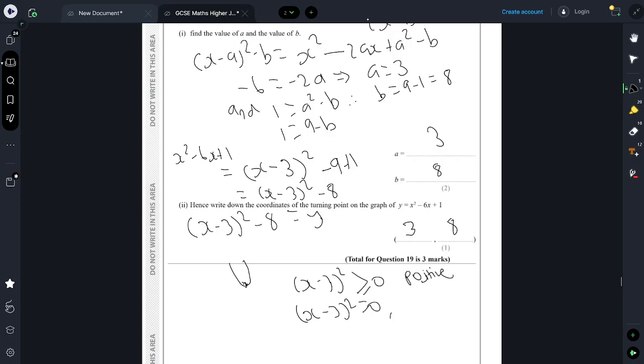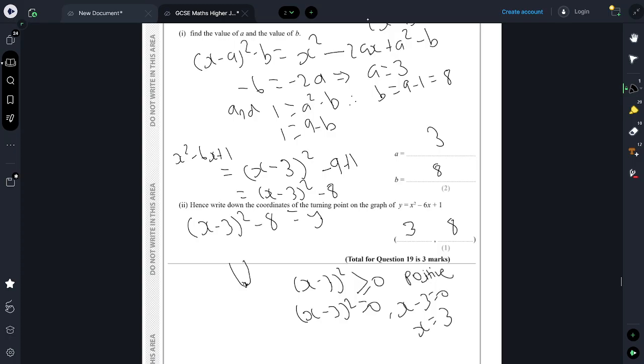That's the same as setting the bracket to be 0, which means the x coordinate, the turning point, is the negative of 3. It's the opposite almost. So that's why you solve the quadratic, the bracket, set it to 0 to get the x coordinate, okay? Because the lowest it can be is 0. Because it's squared, it's a square number, okay? So that's how you get the minimum x value.